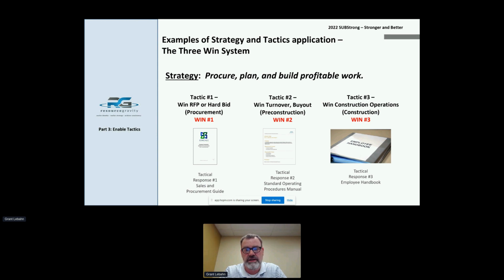So the tactic is to put together some generalized thoughts about what turnover looks like, so I can train people on why turnover is important in Win 2. And that could, again, support profitable work.